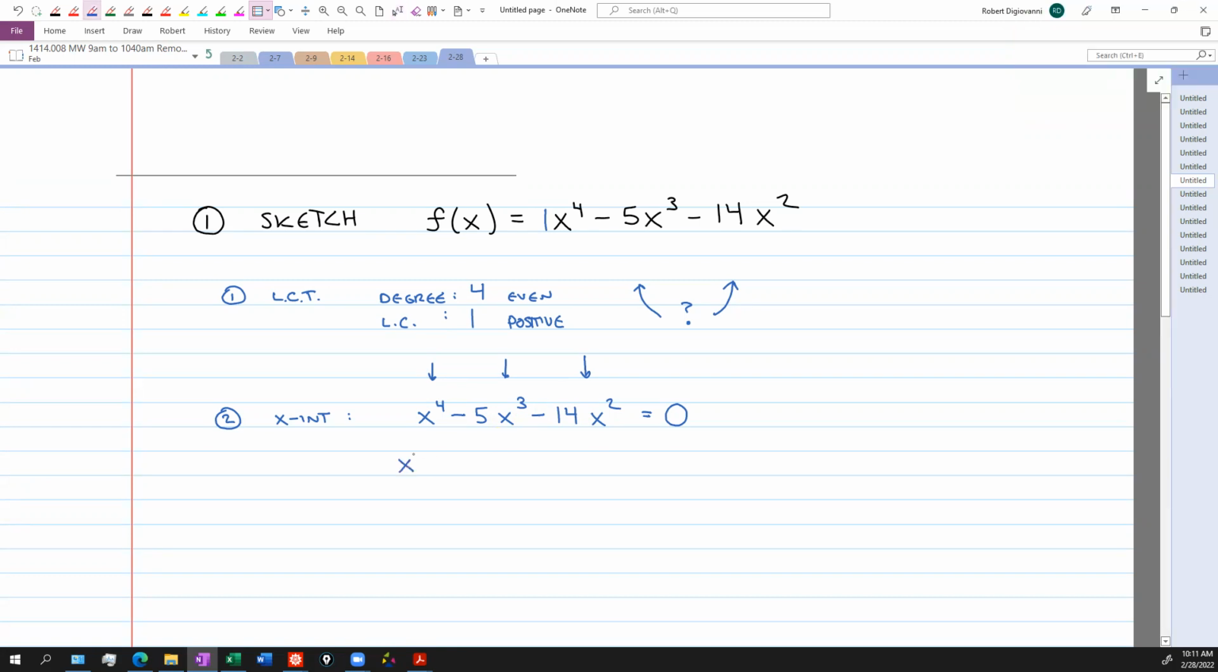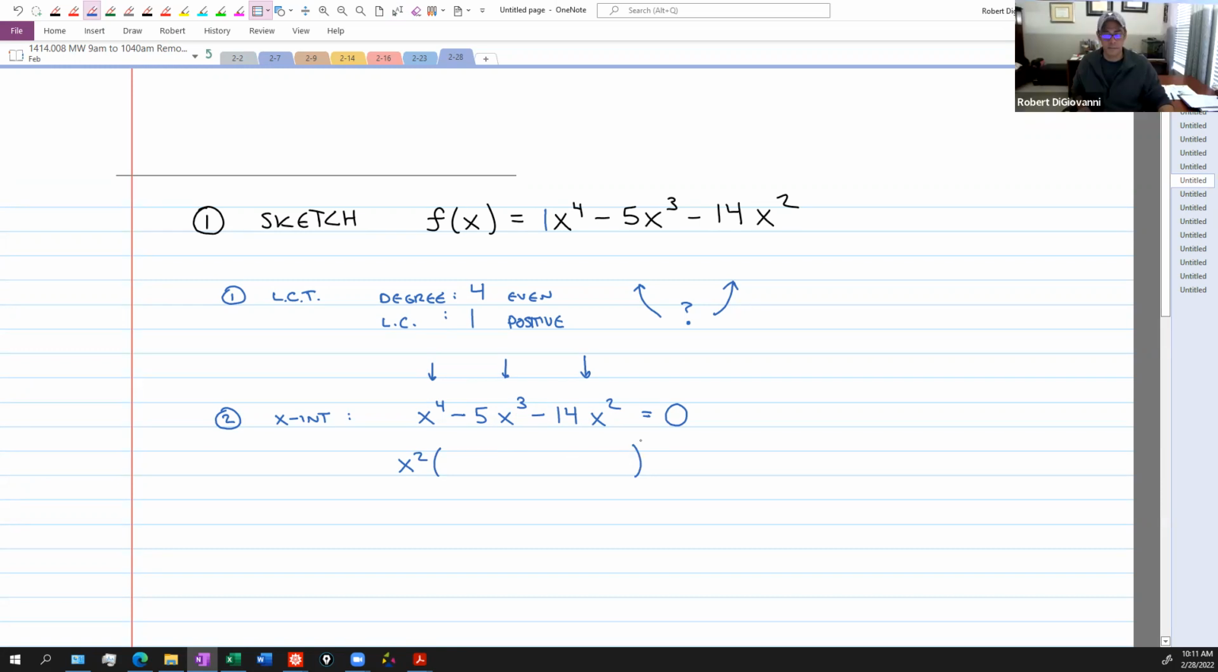Okay, good. So I'm going to pull out x squared, right, like that. And then what will be left is x squared minus 5x minus 14, because we have removed 2 factors of x from each of the terms.